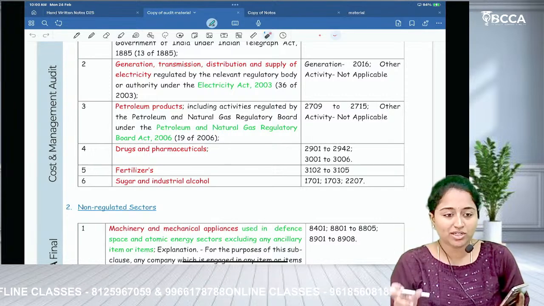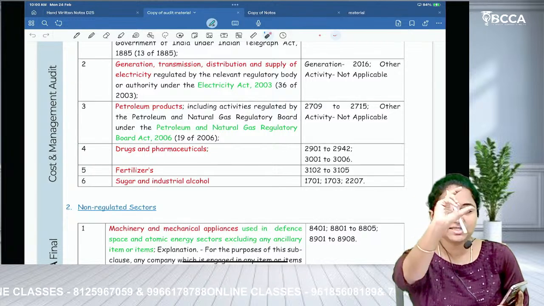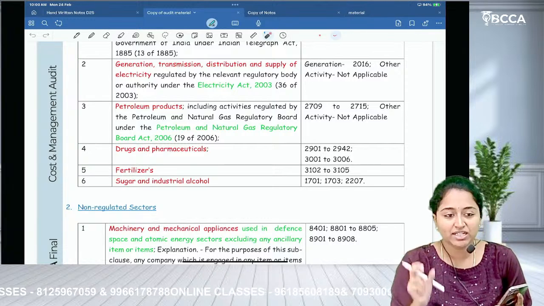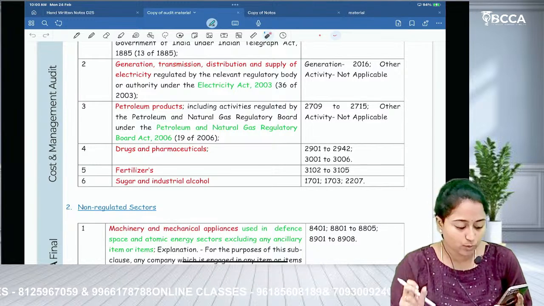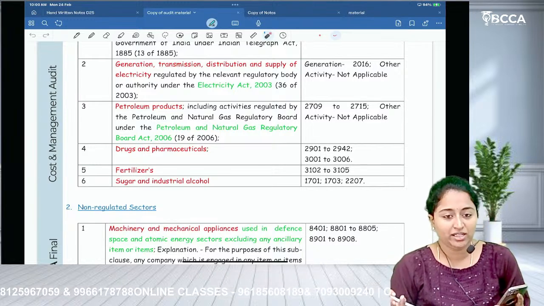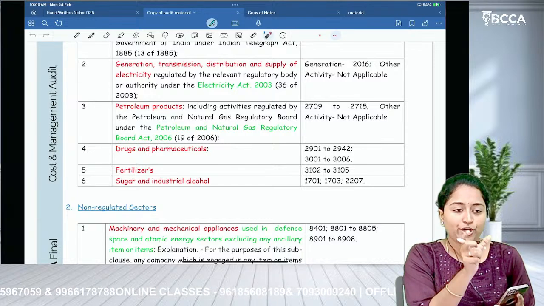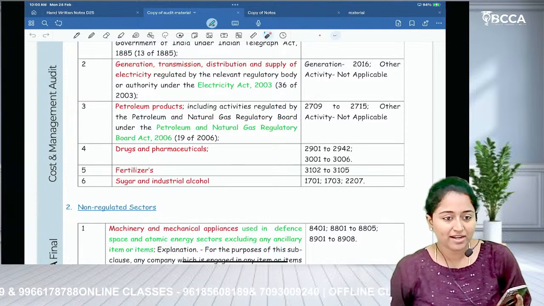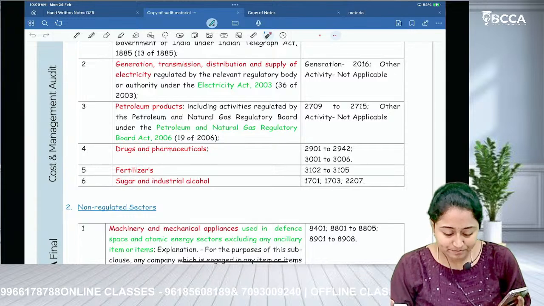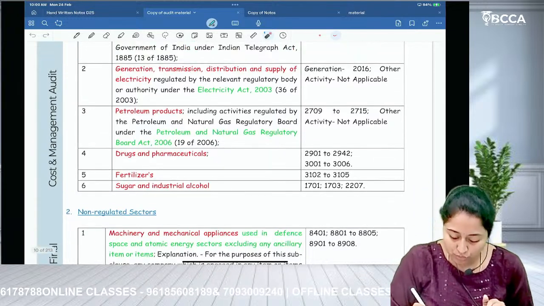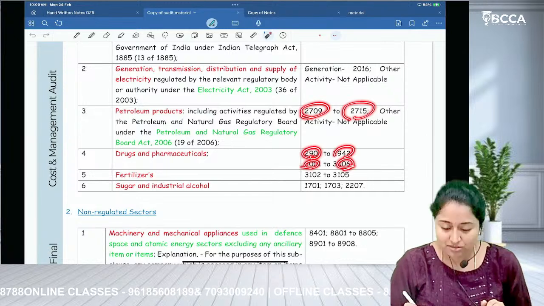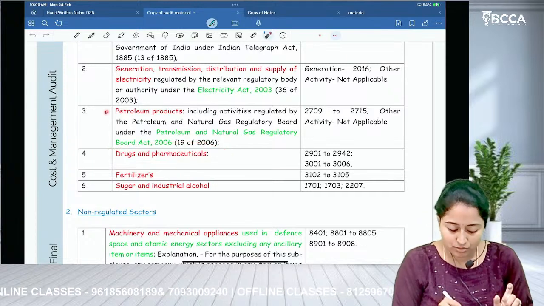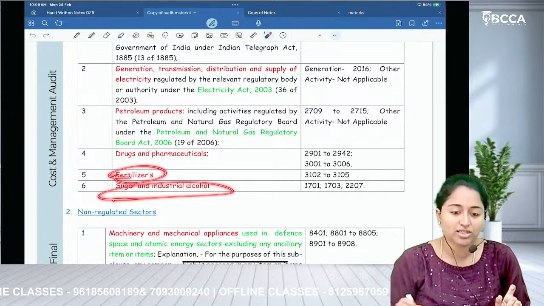Whatever goods and services are given under the Customs Tariff Act, everything will be in that act. And next, units. If it is mentioned in kgs or liters, everything will be given, and the rate. If any company gets into production of those goods, then they have to pay customs of 30%, 25%. So the applicable rate is given under the rate column. If you go into these headings, you will see drugs and pharmaceuticals, petroleum products, fertilizers, sugar and industrial alcohol.